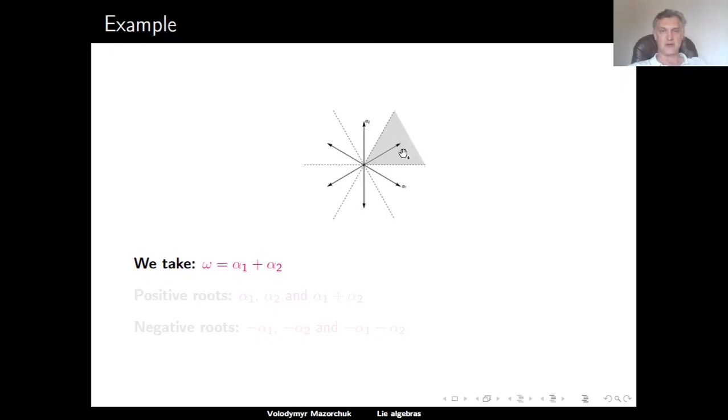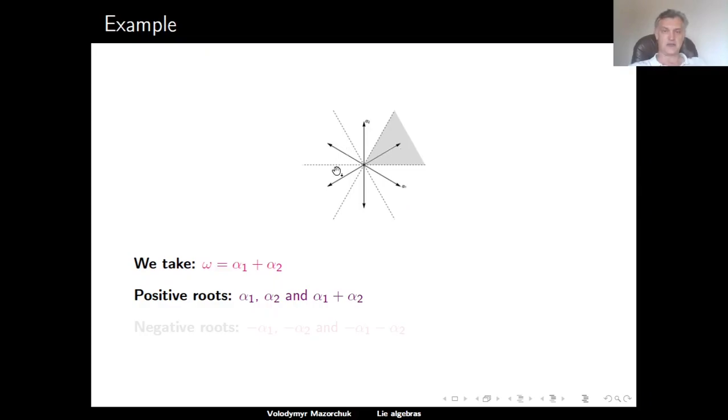So in particular, the root alpha 1 plus alpha 2 belongs to this Weyl chamber, so we take this root as an omega. And then we see that the roots which are positive are those roots which have positive scalar product with alpha 1 plus alpha 2. So here is the orthogonal hyperplane to alpha 1 plus alpha 2. Everything which is on the same side as alpha 1 plus alpha 2 with respect to this hyperplane is a positive root. So alpha 1, alpha 2, and alpha 1 plus alpha 2, these are the positive roots.